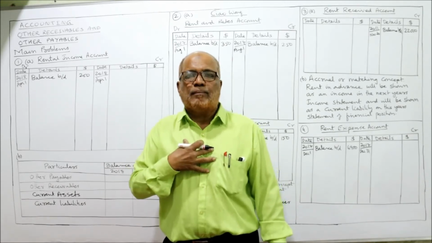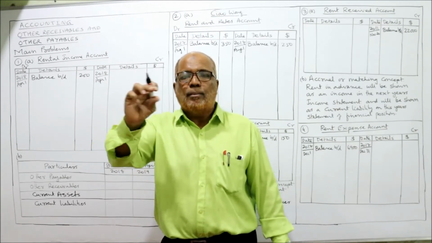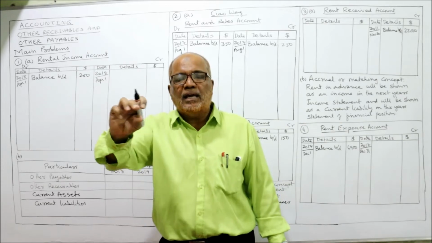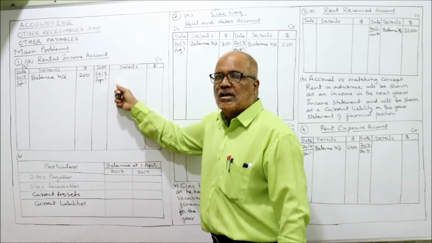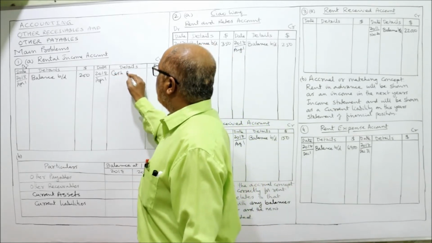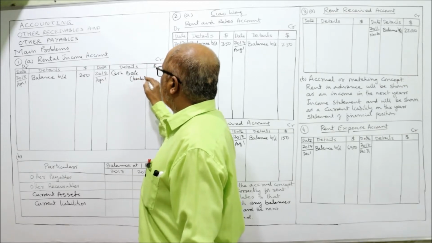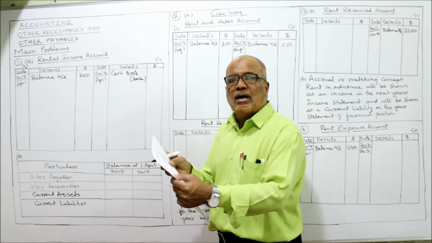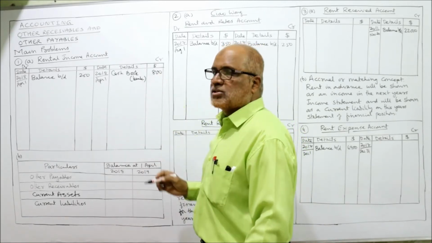I am the businessman. I am receiving the rent. So I debit bank account. Bank account debit, rental income account credit. So rental income account credit side. I am taking cash book, bank. How much amount is received on 1st April? $800. So I have taken $800.